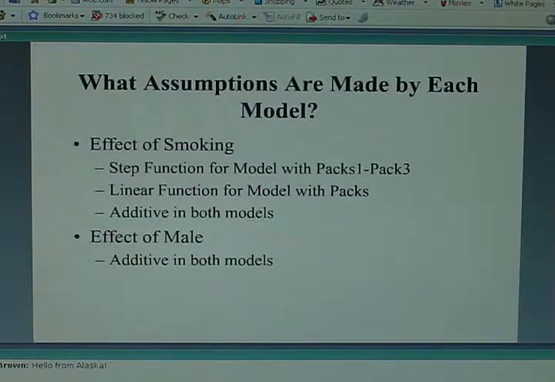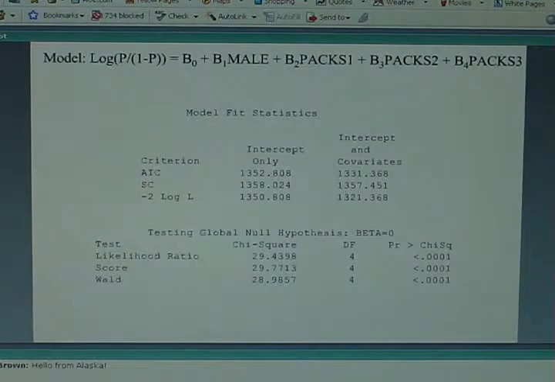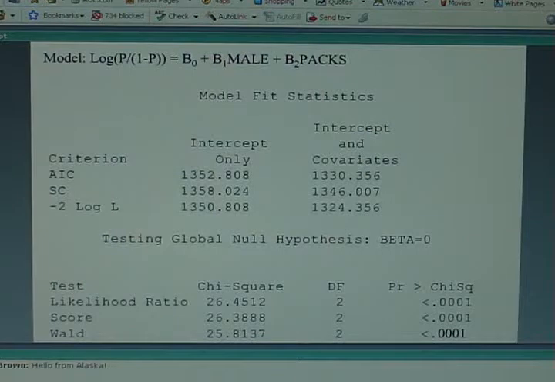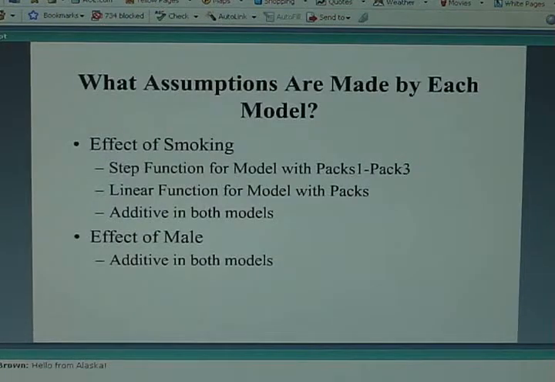So I think an important aspect of model building is to appreciate what assumptions are being made when you fit a model to a given data set. So let's use the two models again that we were talking about. Model number 1 has male and smoking represented as a categorical variable with 3 indicator variables for the 4 categories. And model number 2 has male and smoking, but now smoking represented as a continuous variable. What assumptions are being made in model 2 that are not being made in model 1? The question is, what assumptions are being made?